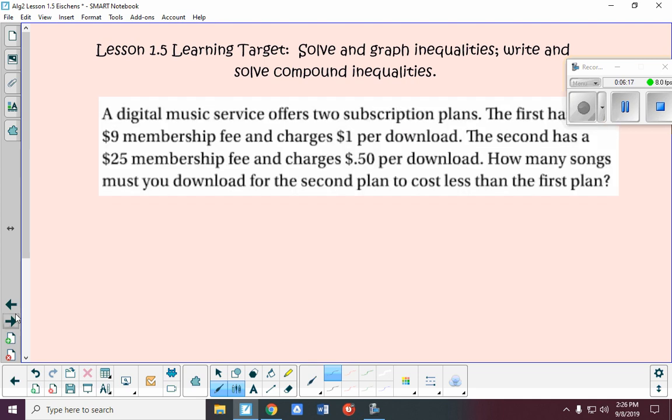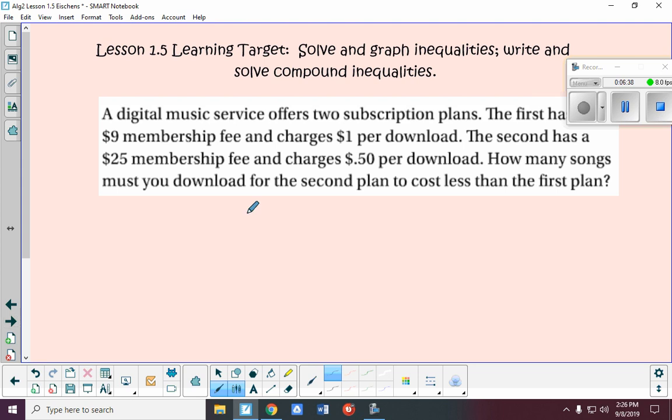Now we have a word problem. A digital music service offers 2 subscription plans. The first has a $9 membership fee and charges $1 per download. The second has a $25 membership fee and charges 50 cents per download. How many songs must you download for the second plan to cost less than the first plan?